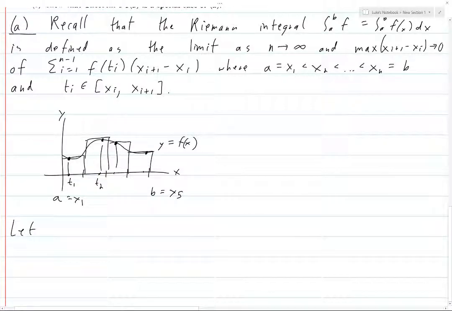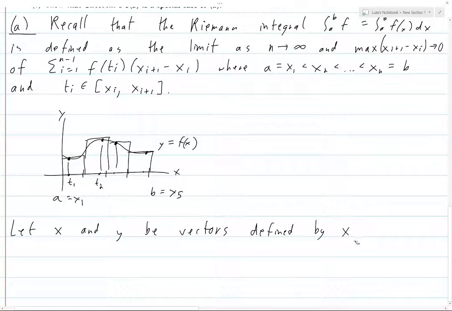let x and y be vectors. So these aren't real numbers anymore. These are vectors. Defined by, so x is going to be x_1 through x_n. No, it's going to be x_1. So here, x equals x_1 through x_{n-1}.